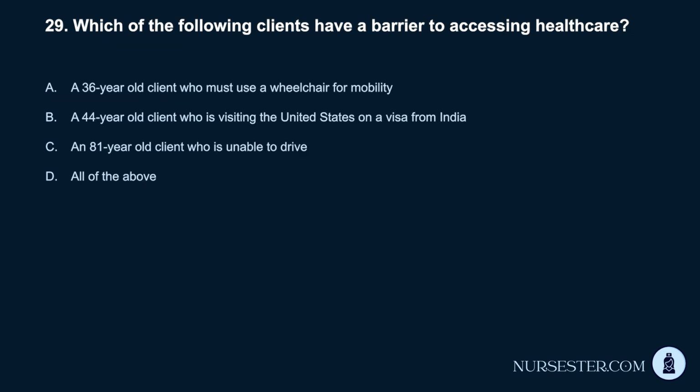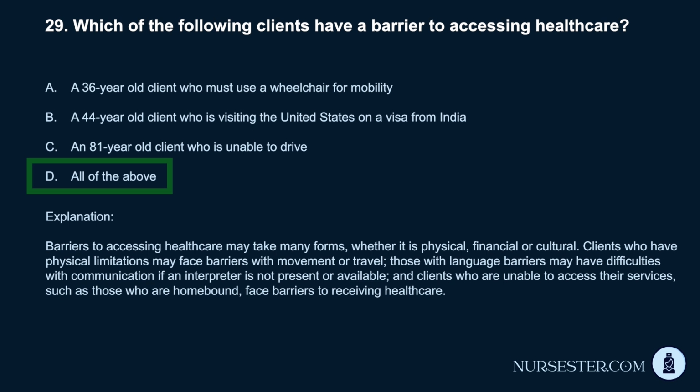29. Which of the following clients have a barrier to accessing healthcare? A. A 36-year-old client who must use a wheelchair for mobility. B. A 44-year-old client who is visiting the United States on a visa from India. C. An 81-year-old client who is unable to drive. D. All of the above. Correct answer, D. All of the above. Barriers to accessing healthcare may take many forms, whether it is physical, financial, or cultural. Clients who have physical limitations may face barriers with movement or travel.